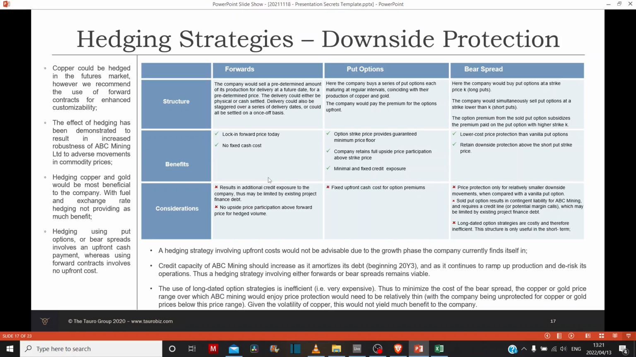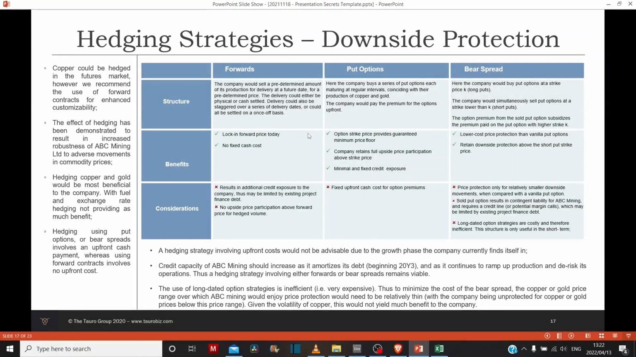So in focusing on copper hedging, what we can propose is three potential hedging strategies for copper. And copper can be hedged using either forward contracts, put options, or more exotic derivative structures such as spreads.